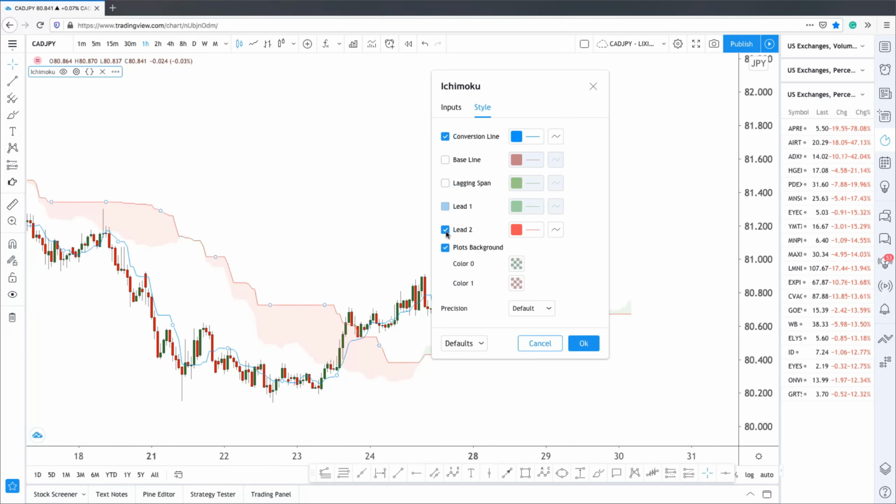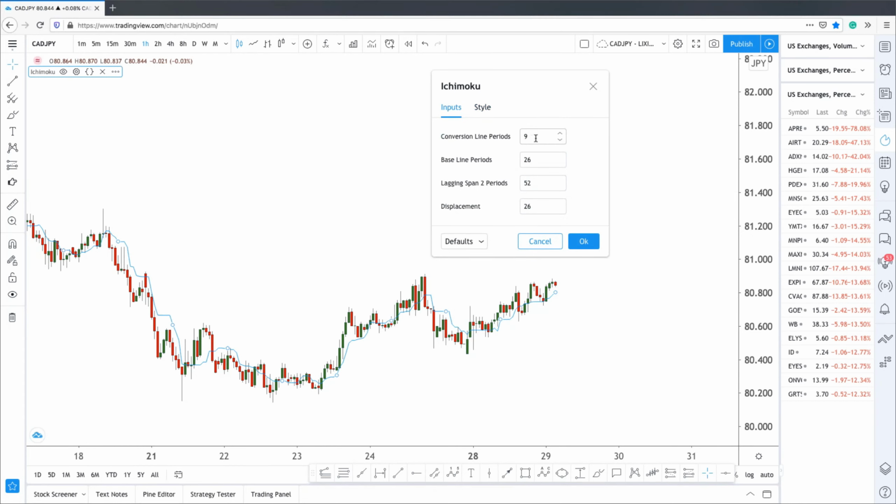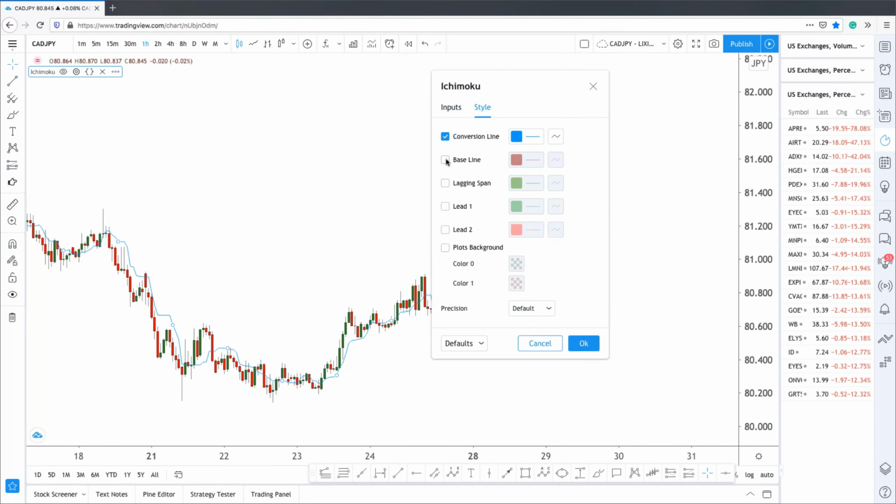Let me remove the rest and it's probably clearer. This one, the default period is 9, you can see here. And then the baseline would be our Kijun-sen, which is here. The Kijun-sen is the second one, so it's the one that follows further away. And then we have our lagging span, which is what we call the Chikou span. This is the fifth one that we covered.